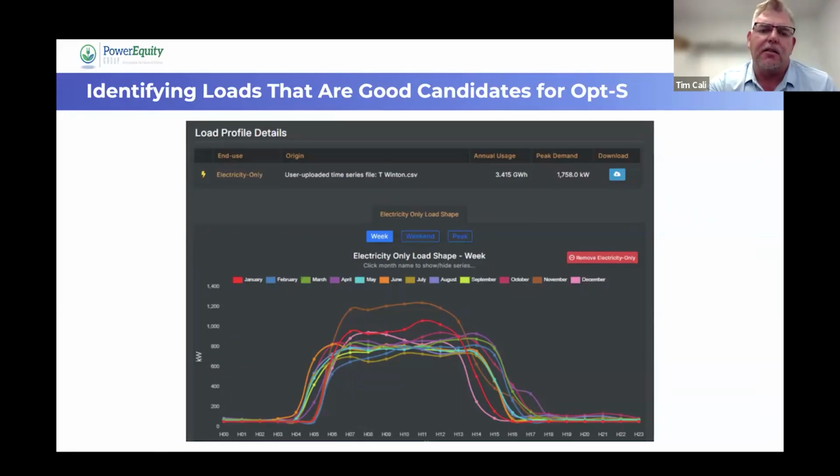If you look at a load and you see 4 times as much usage or more than demand, it may not be a good candidate for a storage tariff unless you have additional renewables to offset the more expensive energy. Next slide, please.